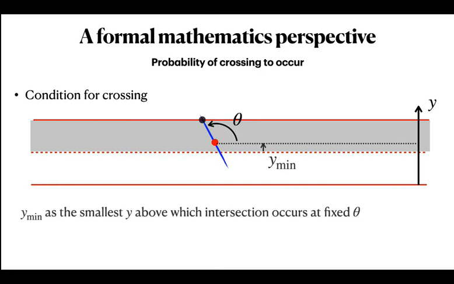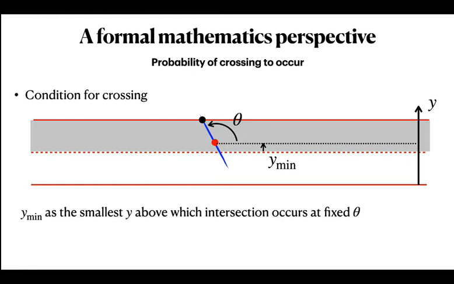Now I'm going to call this particular altitude where the first instance of crossing occurs y min, and this is a function of theta. So it's going to depend on the value of theta, and any y value above that y min is going to lead to an intersection of the needle with the red line. So that's really great. Here we've got a way to quantify this: if y is larger than y min, then this is going to work out.